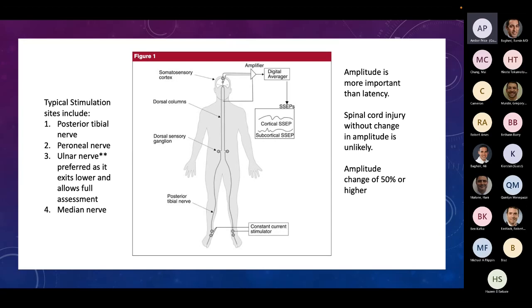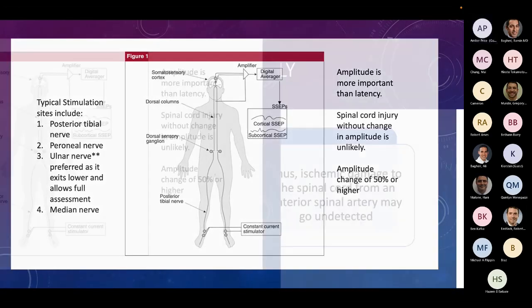From a reading perspective, amplitude is more important than latency. And so spinal cord changes or injuries without amplitude changes are unlikely. When we talk about amplitude changes, 50% or higher is considered significant. So basically you have the stimulation, it passes through the peripheral nerve up through the dorsal root ganglion and the dorsal columns, and is then measured through the somatosensory cortex.